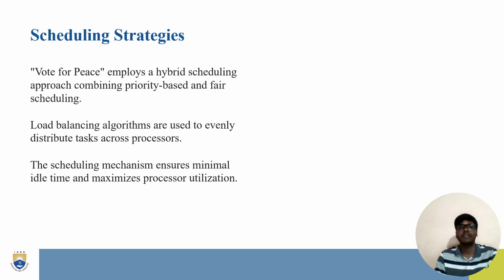Scheduling strategies. Code for Peace employs a hybrid scheduling approach combining priority-based and fair scheduling. Load balancing algorithms are used to evenly distribute tasks across the processors. The scheduling mechanism ensures minimal idle time and maximizes processor utilization.